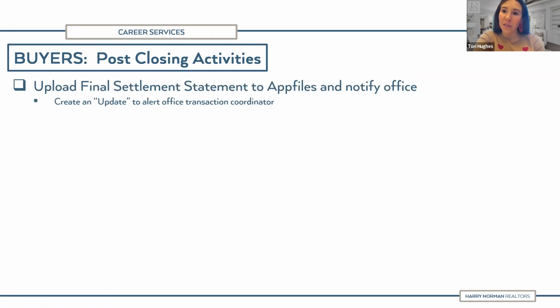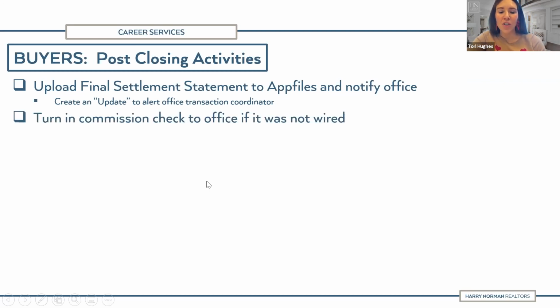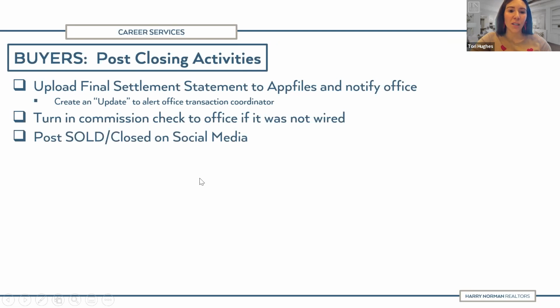So the first step after you leave closing is you'll want to upload the final settlement statement to app files and notify your office. Campbell and Brannon sends this electronically. If you're closing somewhere else, you may have to scan it in, but we do need the final settlement statement in app files for your records. Then if the commission check was not wired, you'll want to turn it into your office listing or your office transaction coordinator. Campbell and Brannon wires all of our commissions to Harry Norman. So you won't have to do that if you're closing with Campbell and Brannon, but I know that sometimes we don't always get to close with them. So if you get a check, you'll want to turn it into your office as soon as possible.